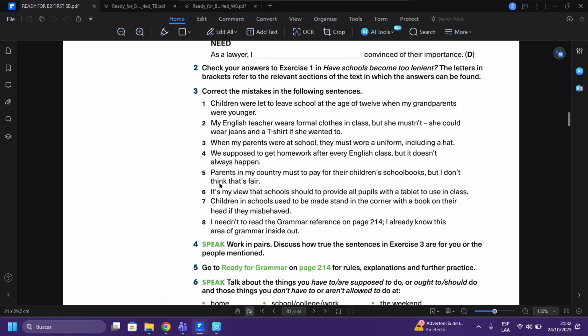Children led to leave school. Yes, right? That is. The next one. My English teacher wears formal clothes in class, but she mustn't. She could wear jeans and a t-shirt if she wanted to.